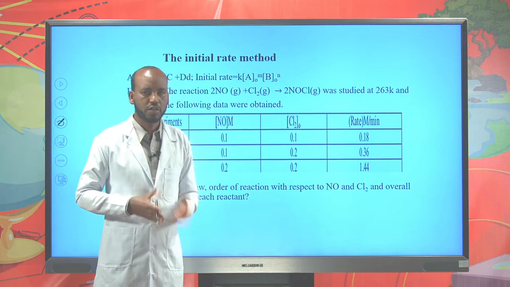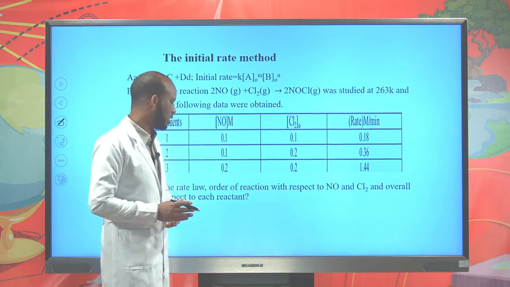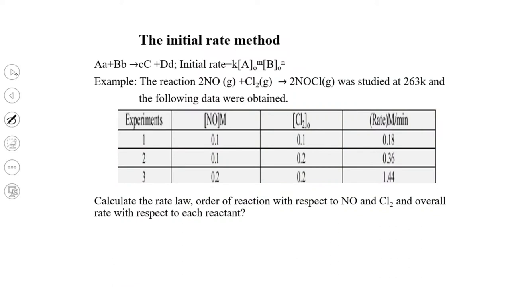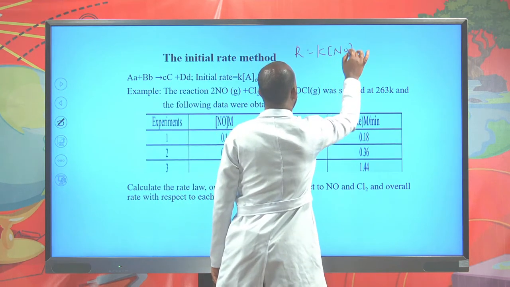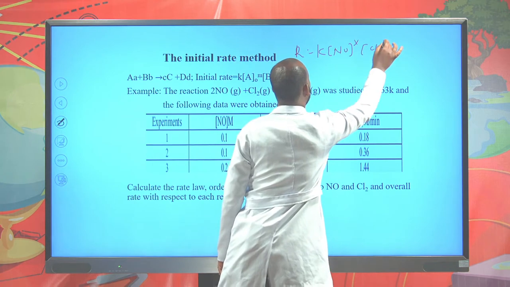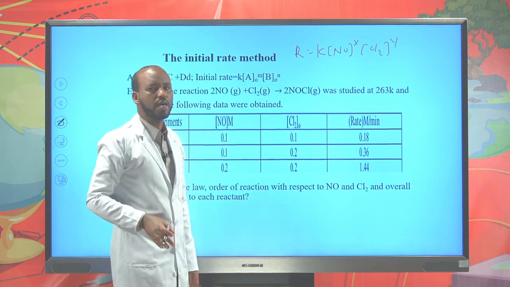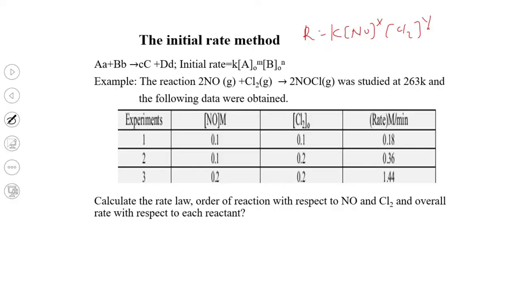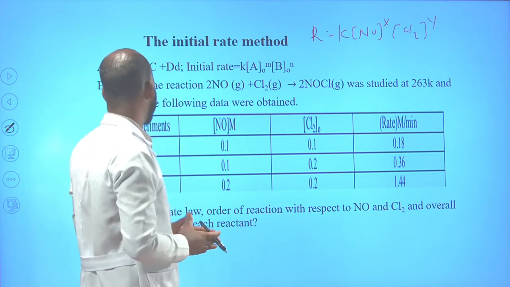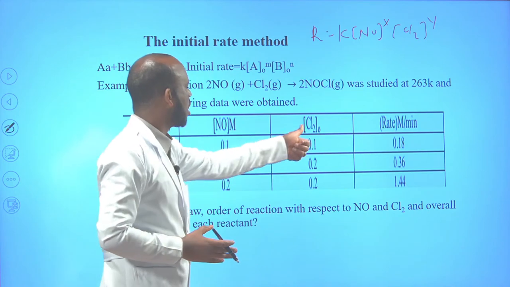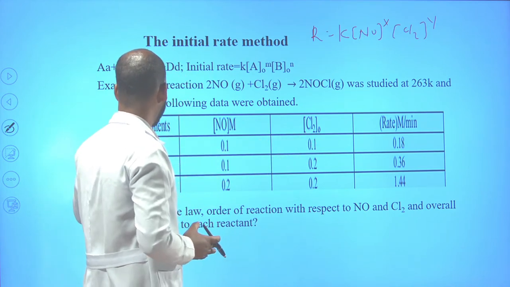What do you do? Your first step is to write the rate law for this reaction. Now the rate law for this reaction is R equals k times concentration of nitrogen monoxide to the power x times concentration of Cl2 to the power y, where x and y are obtained experimentally. Now, to get the value of x, vary concentration of NO while keeping concentration of Cl2 constant. Therefore, concentration of NO varies in experiments 2 and 3. Concentration of Cl2 is constant in experiments 2 and 3.